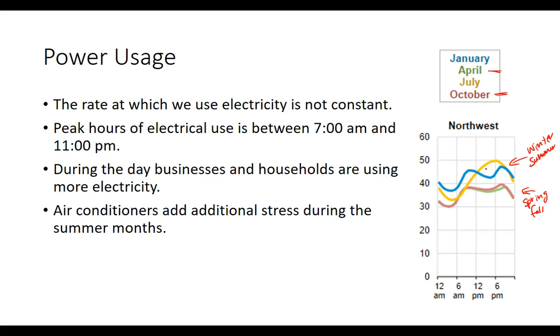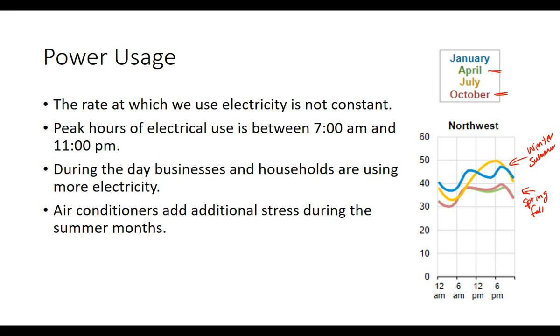The yellow is because of air conditioners. Whether it's the air conditioners in businesses or at home, those are using a lot of electricity, and that's going to put extra stress on the system.